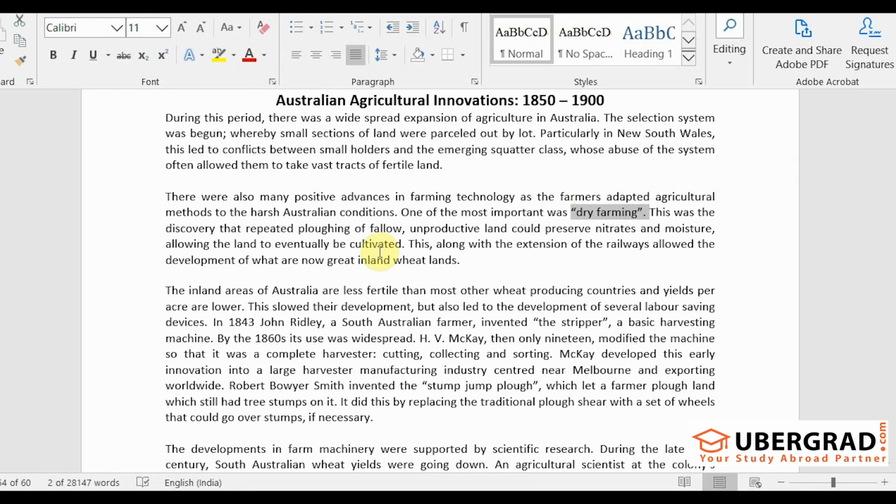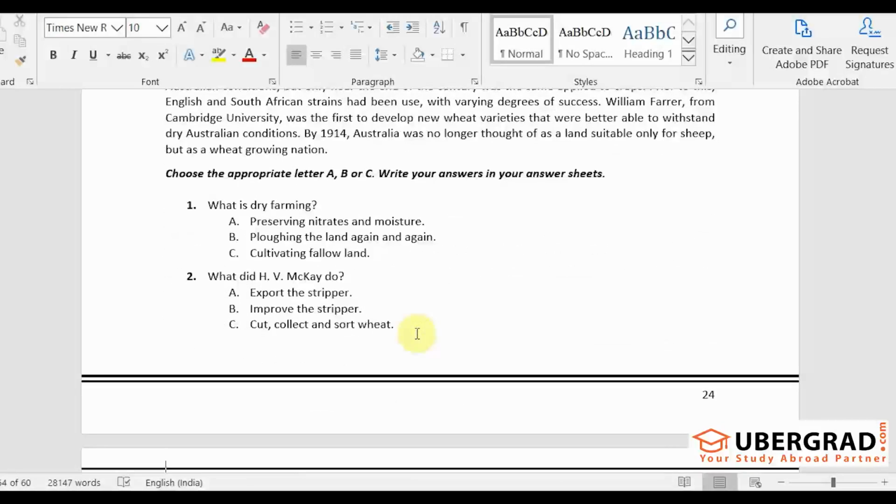So what is dry farming? This was a discovery that repeated plowing of fallow unproductive land could preserve nitrates and moisture, allowing the land to eventually be cultivated. All of you read this statement again. So this was the discovery of repeated plowing of land, fallow unproductive land that could preserve nitrates and moistures. This was the discovery of dry farm. So what should be the right answer?